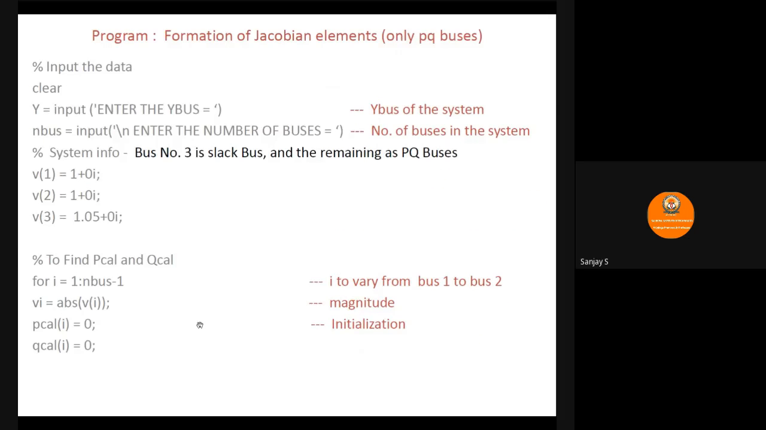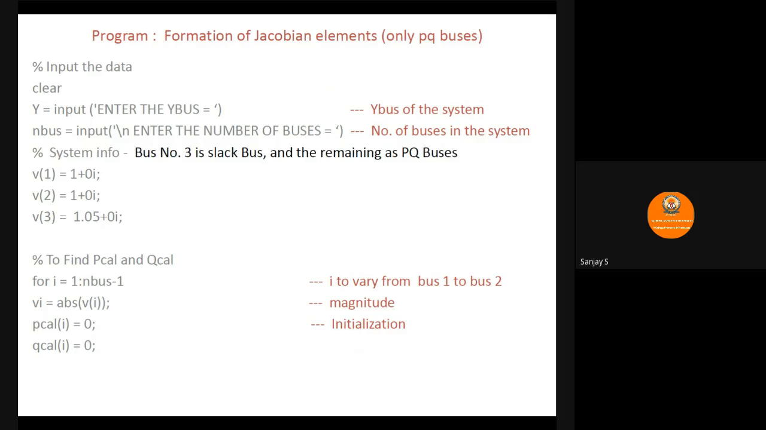Good morning, everybody. Experiment number 6 is formation of Jacobian elements. In this particular lab syllabus, you are having Jacobian element formation only for PQ buses, network containing PQ buses. So let us go through the program. Already Jacobian elements calculation we have seen in Newton-Raphson method in the class. So straight away we go on implementing the same in this program.